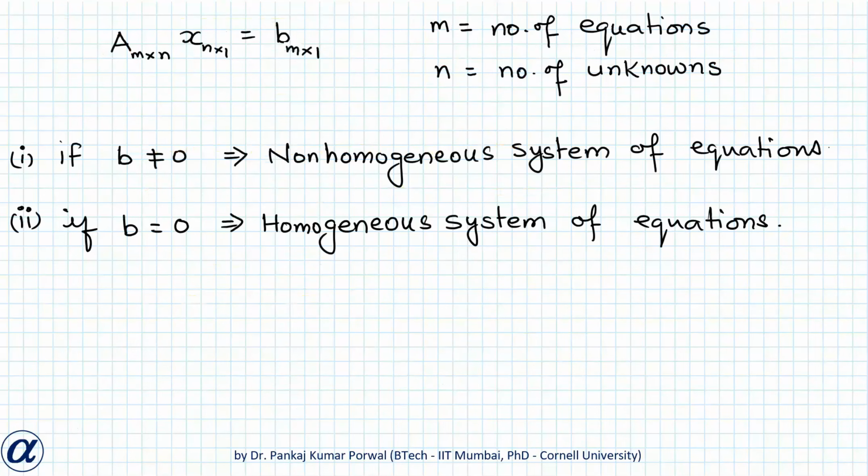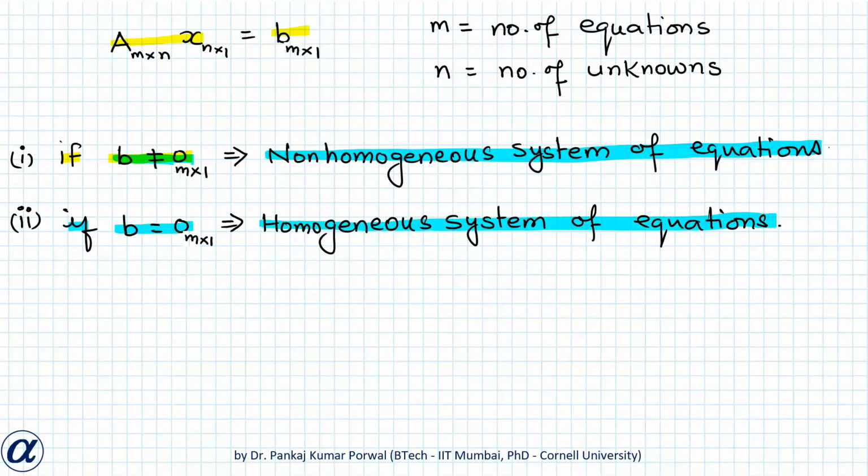Now for this system of equations Ax equals b, if b is not equal to 0, and here note this 0 vector is also of size m by 1, that is, if b is not equal to the 0 vector, then the system is called a non-homogeneous system of equations, and if b is equal to the 0 vector, then the system is called a homogeneous system of equations.